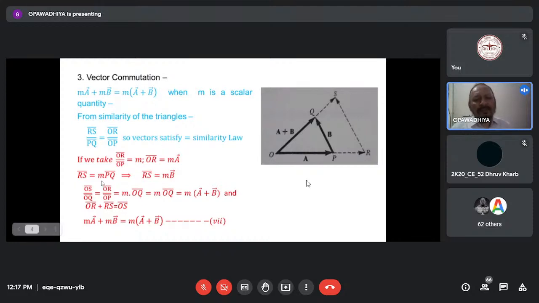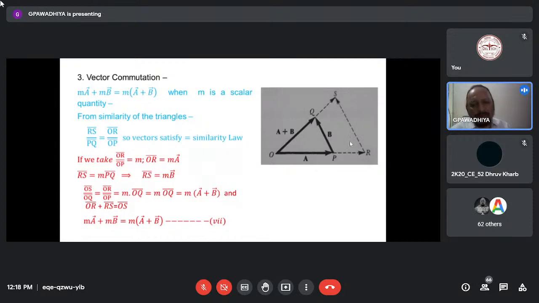And from this relation, we can find from the similarity law that RS is equal to, now I'm just reversing it. Earlier I said let me draw the geometry, but here I'm saying if we are extending this to OR, then RS is equal to M into PQ, where PQ is the B vector. So the multiplying factor is the same because OR over OP is M. Because of the similarity law, RS is equal to PQ into M. So PQ is B, so M into B.